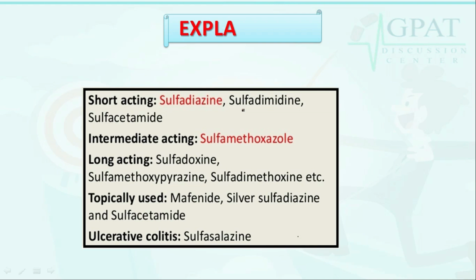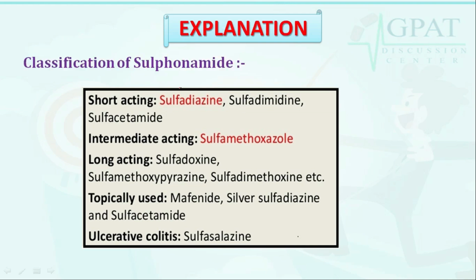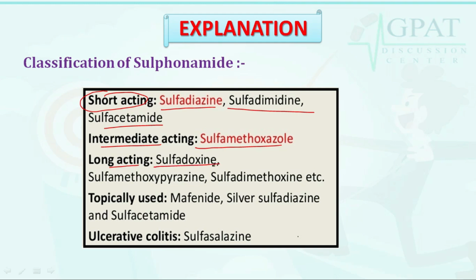Here we have the explanation or classification of sulfonamides. There are 4 classes: short acting, such as sulfadiazine, sulfamidine and sulfacetamide; intermediate acting, sulfamethoxazole; and long acting, such as sulfadoxine, sulfamethoxypyrazine, sulfadimethoxine, etc. Topical ones used are mafenide, silver sulfadiazine and sulfacetamide. For ulcerative colitis, sulfasalazine is used. So this is all about this question, students. Just try to note down the classification of this.